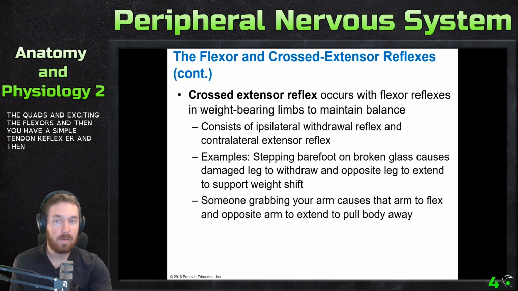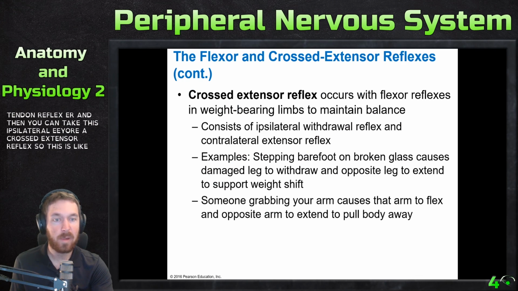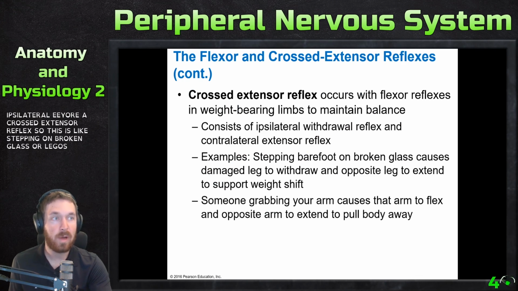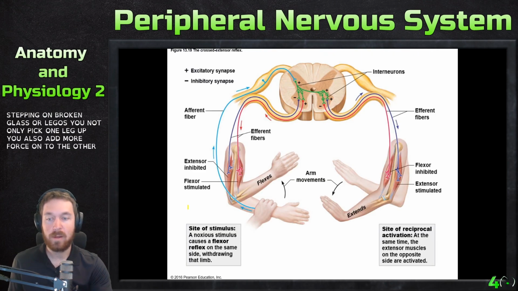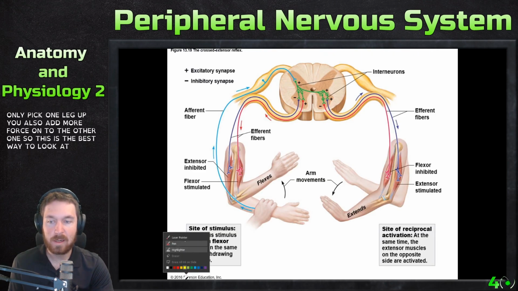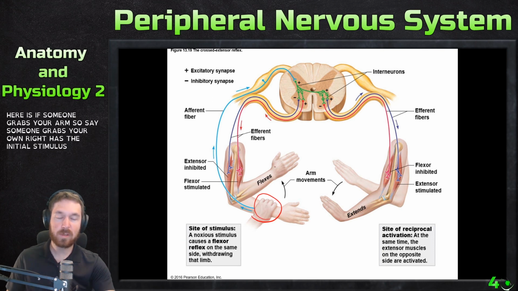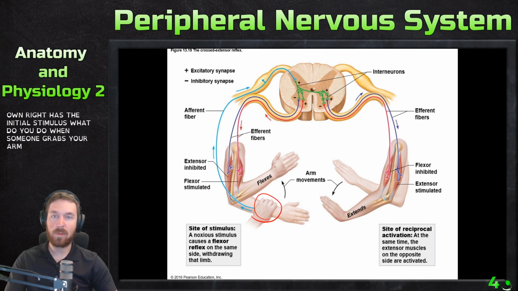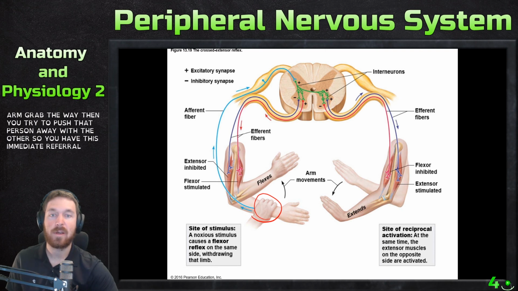And then you can take this ipsilaterally or a crossed extensor reflex. So this is like stepping on broken glass or Legos. You not only pick one leg up, you also add more force onto the other one. So the best way to look at this here is if someone grabs your arm. Let's say someone grabs your arm right here. This is the initial stimulus. What do you do when someone grabs your arm? You pull the arm that was grabbed away, then you try to push that person away with the other. So you have this immediate reflex where you go like that.